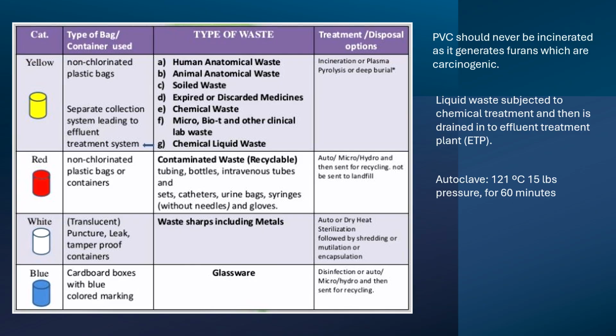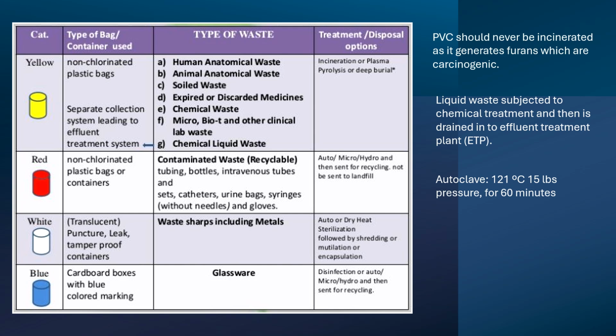So how do we do the final treatment of the different bags? The yellow bag generally goes to incineration. Red and blue bags both go for recycling after autoclaving, microwaving, or hydroclaving. The white bag goes for dry heat sterilization followed by shredding. Remember, PVC should never be incinerated as it generates fumes which are carcinogenic. Liquid waste is subjected to chemical treatment and then drained into the effluent treatment plant.